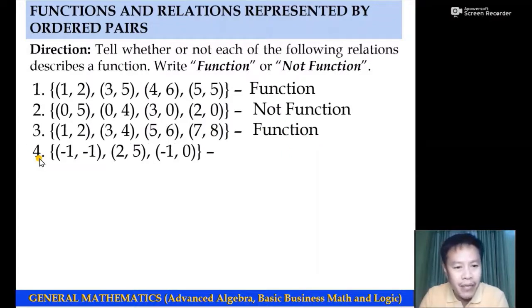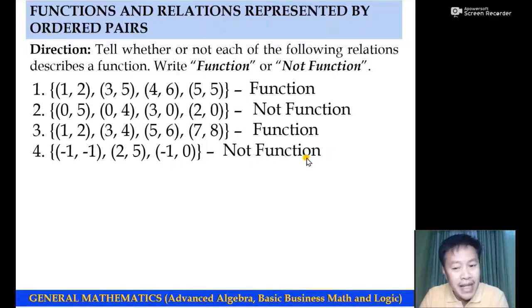We will proceed with number 4. You have negative 1, 2, and negative 1. This is not a function because our relation is 1 to many. Why 1 to many? Because negative 1 has two images, has two different images. You have negative 1 and 0. And this is 1 to many, and 1 to many is not a function.